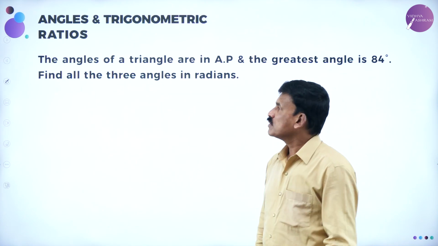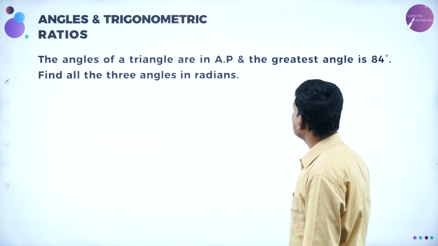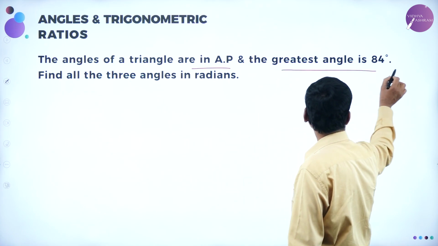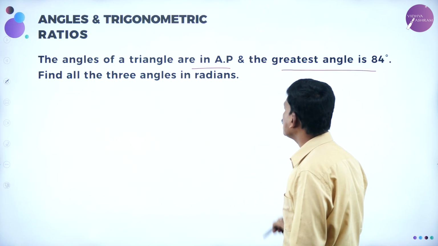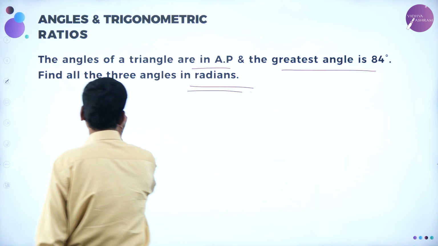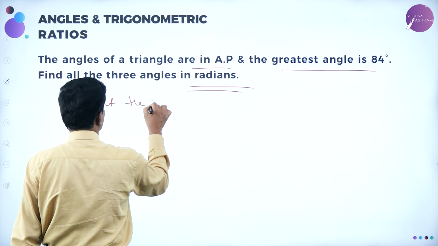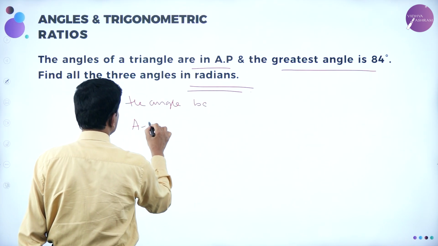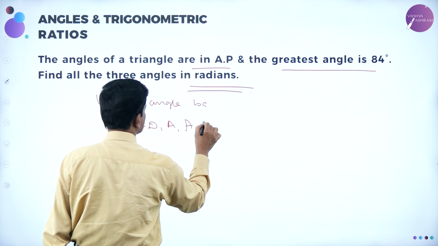Okay. Next problem. The angles of a triangle are in AP and the greatest angle is 84 degrees. Find all the 3 angles in radians. Now, let the angles of the triangle be A minus D, A and A plus D.